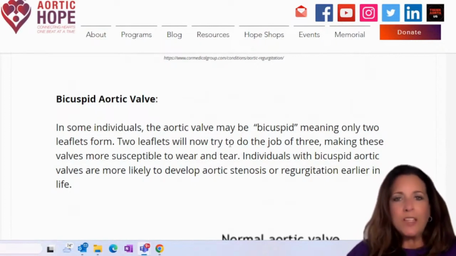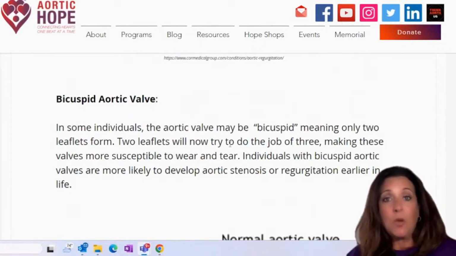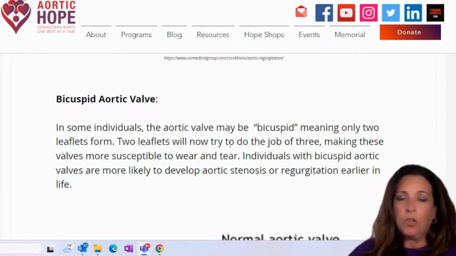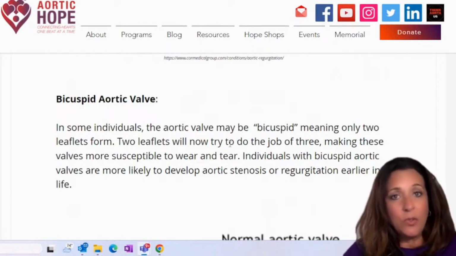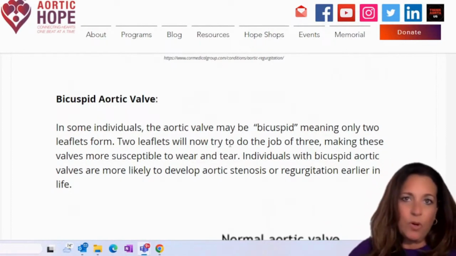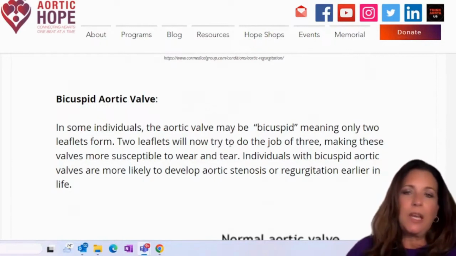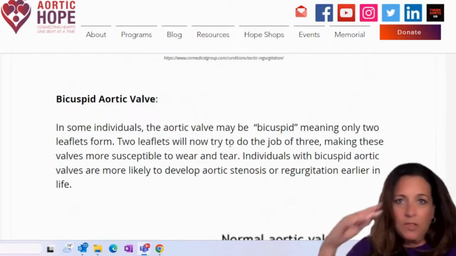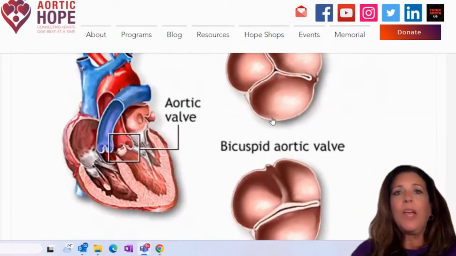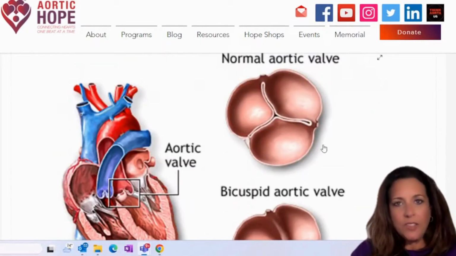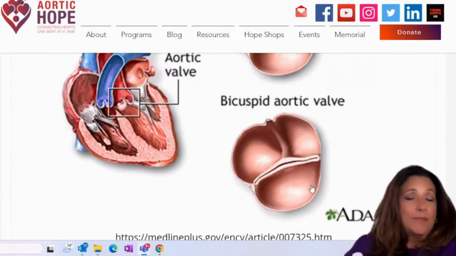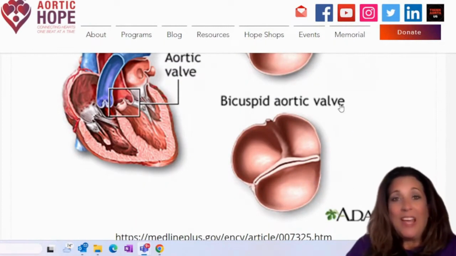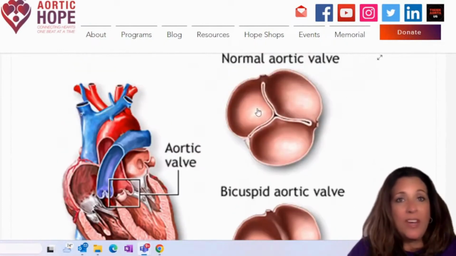Individuals with a bicuspid aortic valve are more likely to develop stenosis, hardening, or regurgitation earlier in life than somebody else. And when you have those problems, you're more at risk for developing an aortic aneurysm, and therefore more at risk for an aortic dissection. See how all this goes? It's all connected. Again, normal valve, 3 cusps, 3 leaflets. There we go. Bicuspid has 2. To me, I don't understand why it doesn't work as well. But again, they're saying it makes the valve have to work a little bit harder than having 3.